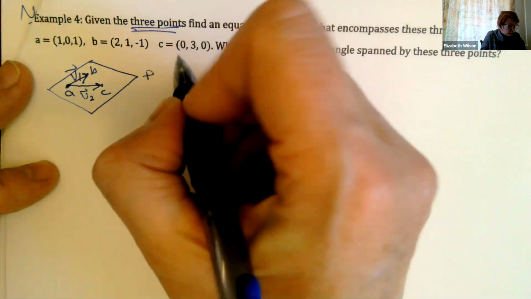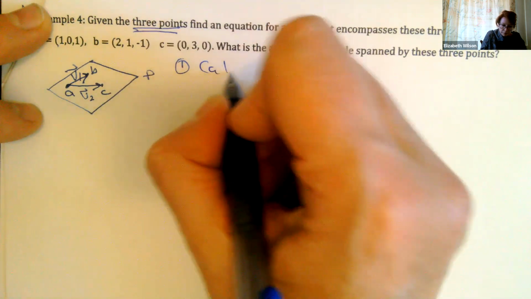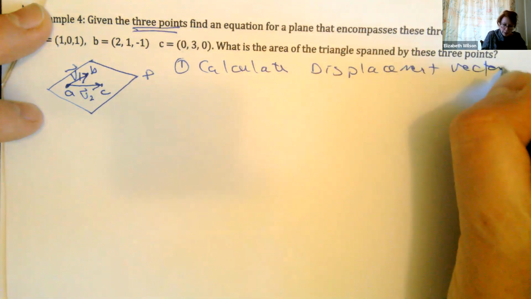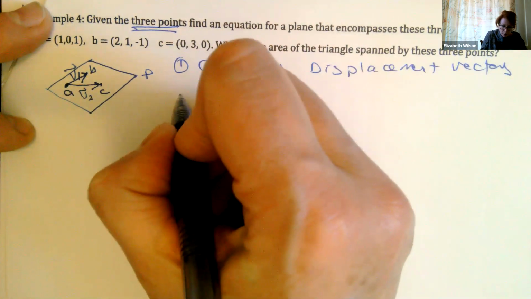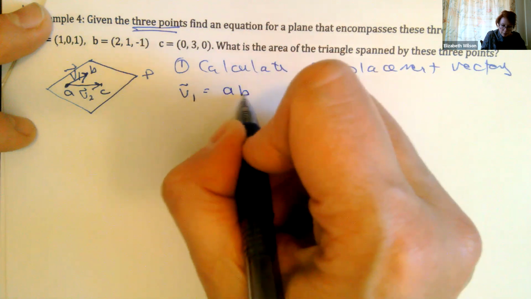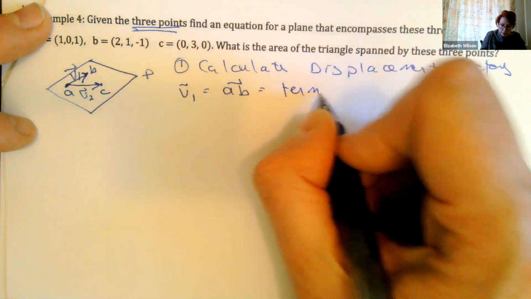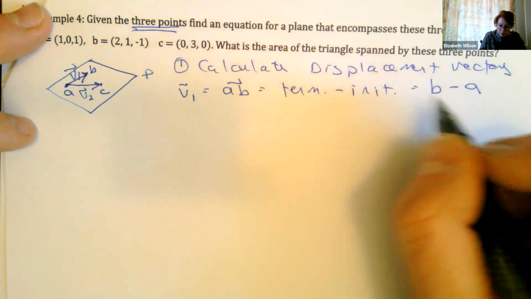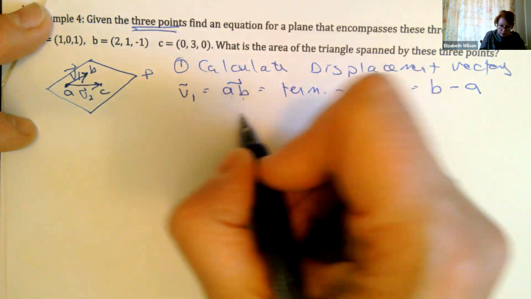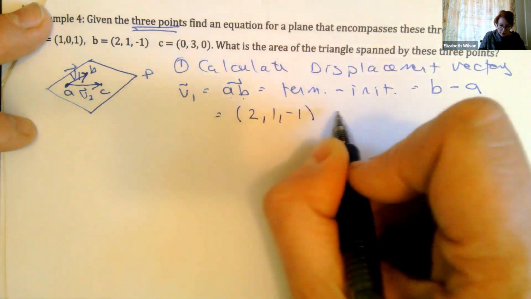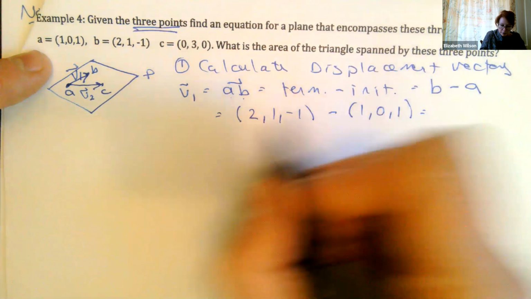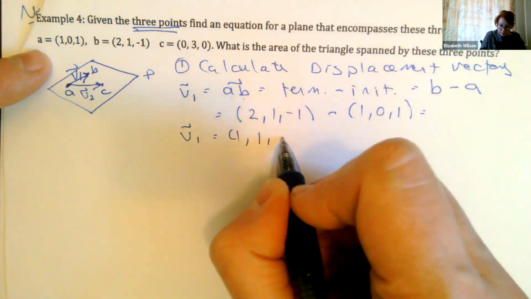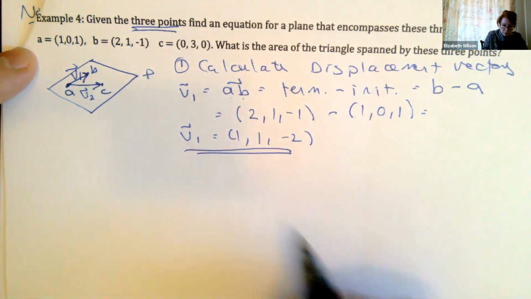The first thing we need is to calculate displacement vectors. We pick one initial point, and V1 is the vector going from A to B. Remember, a displacement vector is terminal point minus initial point. So I go B minus A. My terminal point is B, my initial point is A. B is (2, 1, -1), minus A, (1, 0, 1). So V1 is 2 minus 1, 1 minus 0, -1 minus 1. That's my V1.